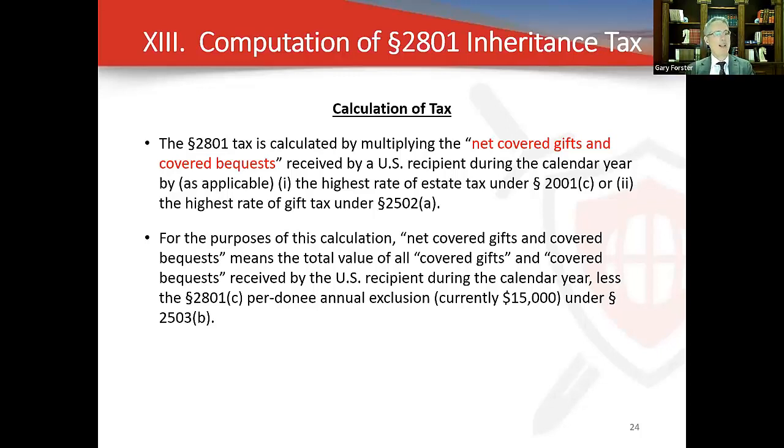No problem. This one's a little different. The recipient gets 16,000 every year. So if the recipient gets gifts from a number of different grantors, you only get the 16,000. So it's 40% on the bulk, less 16,000.